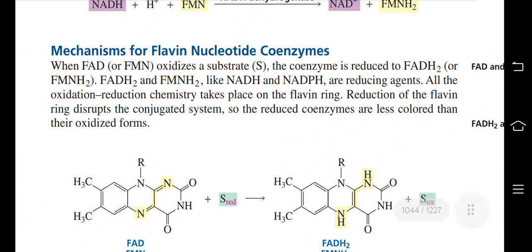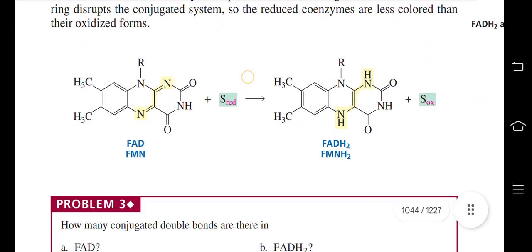Mechanism for flavin nucleotide coenzymes. When FAD oxidizes a substrate, the coenzyme is reduced to FADH2. FADH2 and FMNH2, like NADH and NADPH, are reducing agents. All the oxidation-reduction chemistry takes place on the flavin ring. Reduction of the flavin ring disrupts the conjugated system, so the reduced coenzymes are less colored than their oxidized forms.